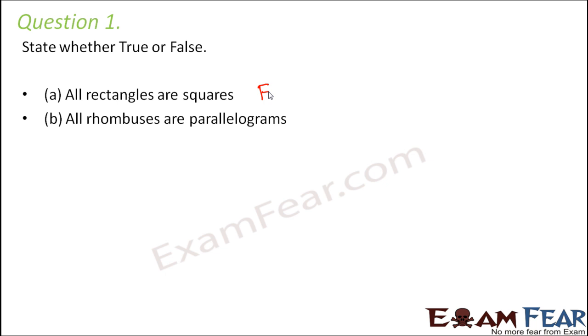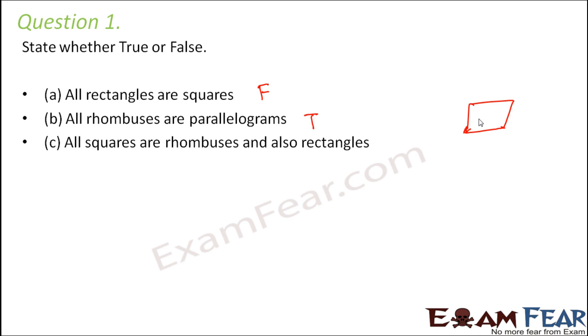All rhombuses are parallelograms. Yes, of course, because a rhombus has all the properties that a parallelogram has. In fact, a rhombus has a few special properties, but it satisfies all the properties of a parallelogram. For example, a parallelogram wants the opposite sides to be equal and parallel. That's true for a rhombus. It is just that in a rhombus, not only the opposite sides are equal, all sides are equal. That is like an additional thing, but it satisfies the properties of a parallelogram.